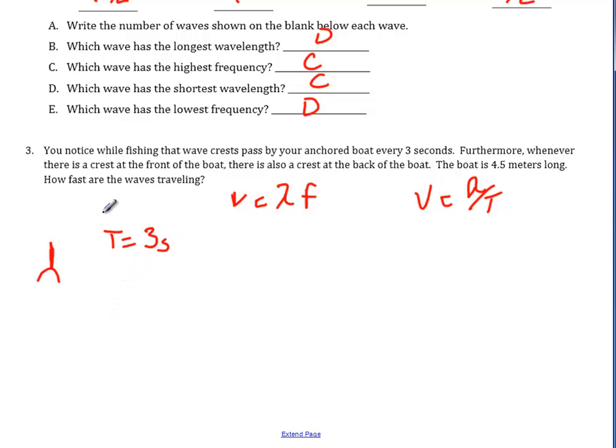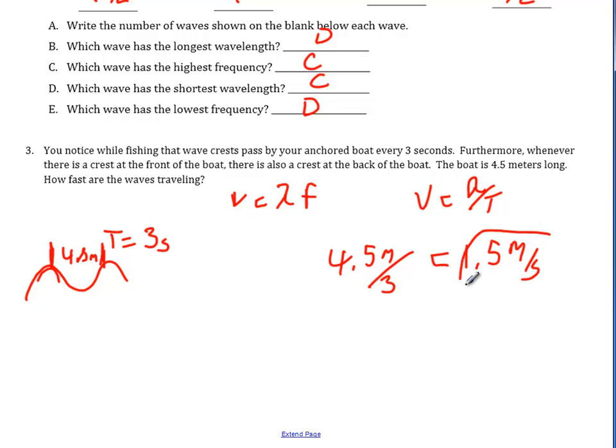Furthermore, it says whenever there's a crest at the front of the boat, there's also a crest at the back of the boat. So we have a wave here, there's another crest over here. And the boat is 4.5 meters long. How fast are the waves traveling? So we can use this equation. A wave travels 4.5 meters every 3 seconds, and that's 1.5 meters per second. So that one was pretty straightforward.